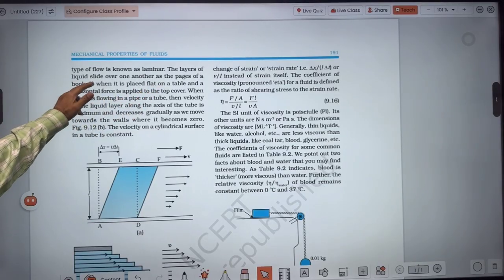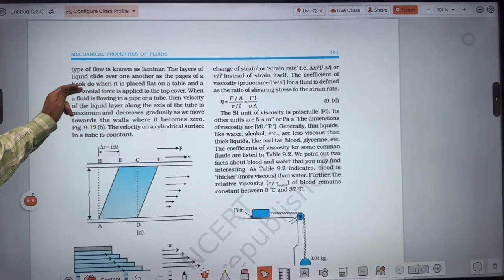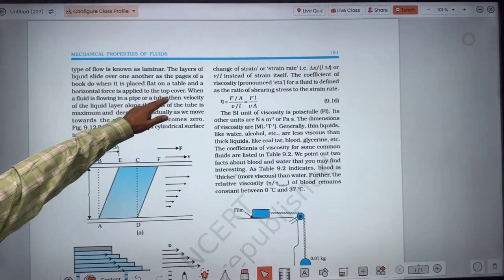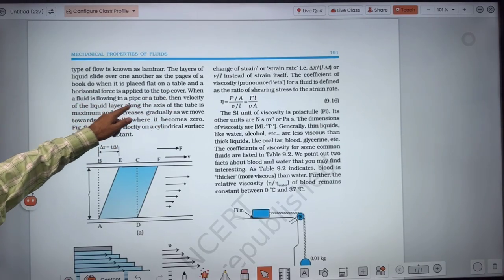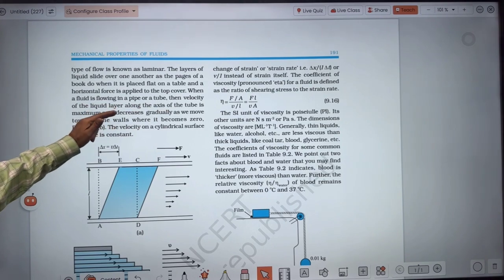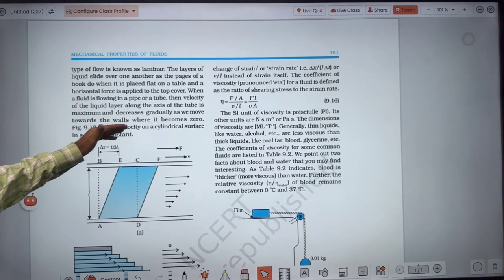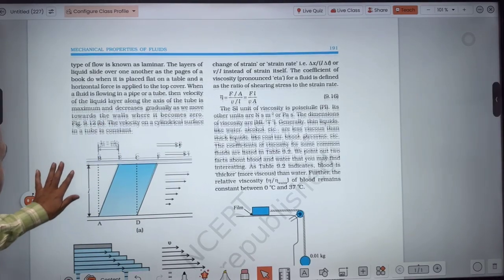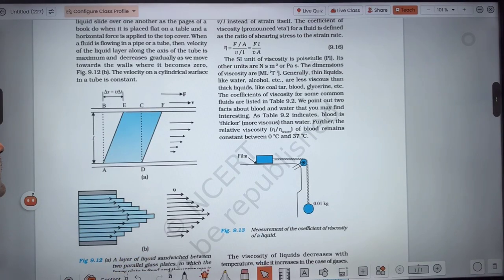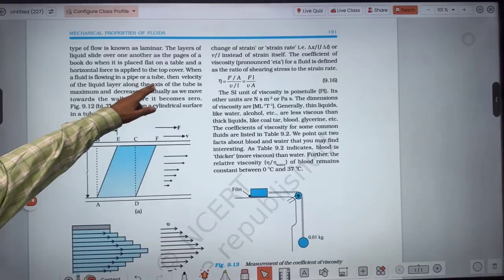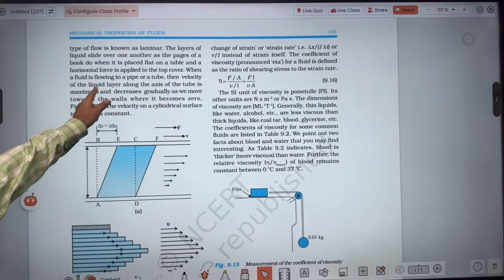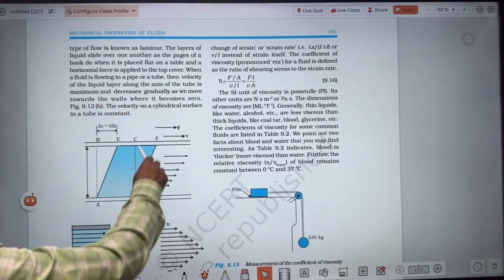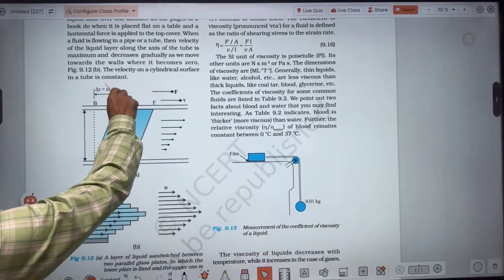The layers of liquid slide over one another as the pages of a book do when it is placed flat on a table and a horizontal force is applied to the top cover. When a fluid is flowing in a pipe or a tube, then the velocity of the liquid layer along the axis of the tube is maximum and decreases gradually as we move towards the walls, where it becomes zero. The same thing as I told you, if you are moving toward the center, then velocity will go on increasing. So the velocity on a cylindrical surface in a tube is constant.